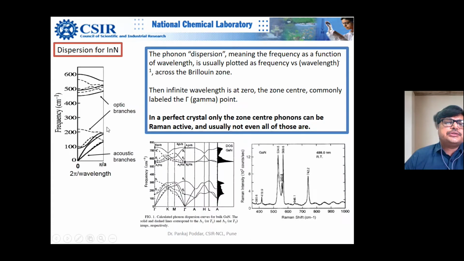So these are optical branches and these are acoustic branches. As I mentioned, acoustic branches touch zero when K is zero, the energy is zero, but it is not true for optical branches. So this is a phonon dispersion curve, for example. This is the zone center. This is the Brillouin zone boundary, pi divided by a, a being the lattice constant. So this is the zone boundary.